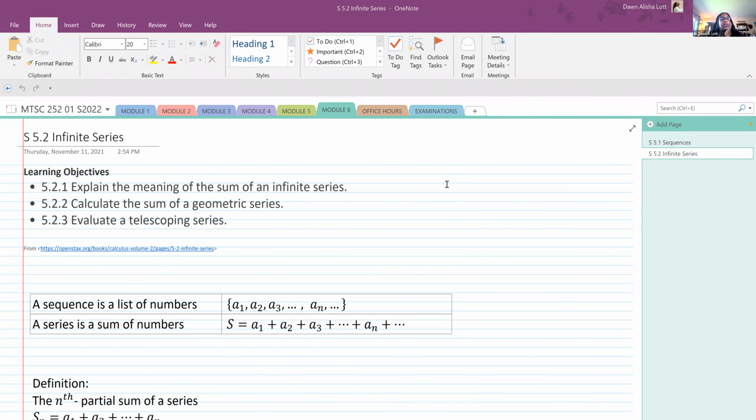Okay, so this section is infinite series, and we want to explain what we mean by the sum of an infinite series. We want to calculate the sum of a geometric series and evaluate a telescoping series.